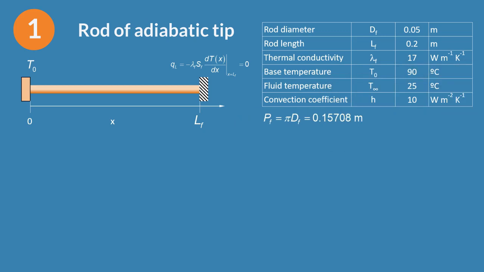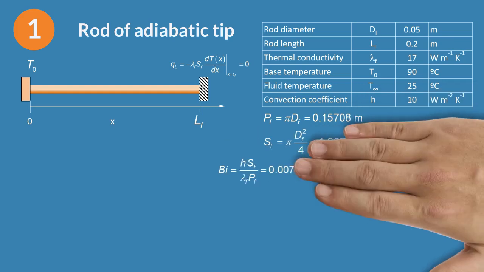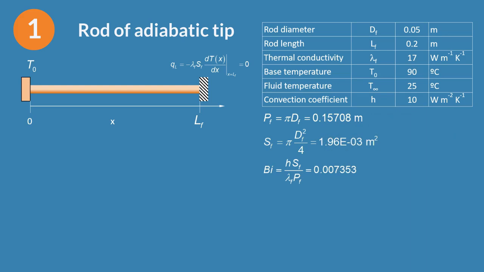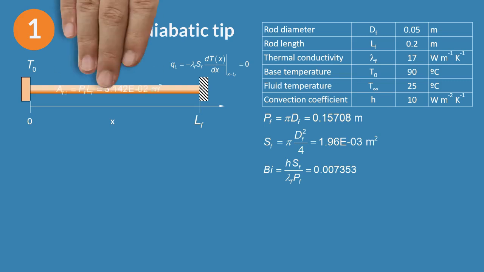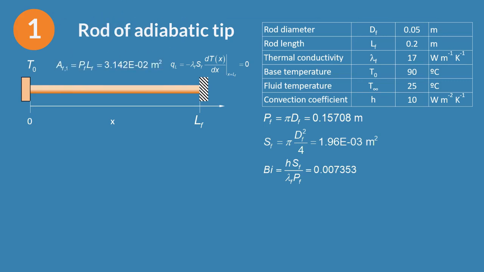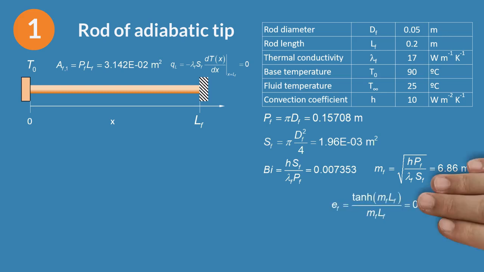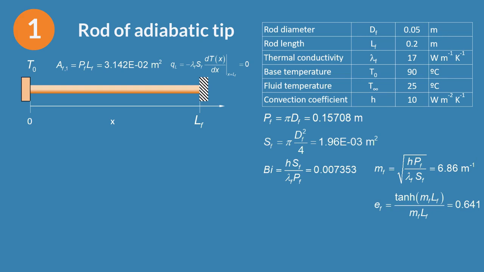Since the fin is a cylinder, its perimeter is pi times the diameter, and the cross-sectional area is that of a circle. The Biot number is so small that the one-dimensional conduction can be assumed with a very little error. Because the fin tip is adiabatic, the fin area is the perimeter times the length. The m parameter of the fin is small, around 7. However, because the length is high, the efficiency is low for what is expected for a fin.